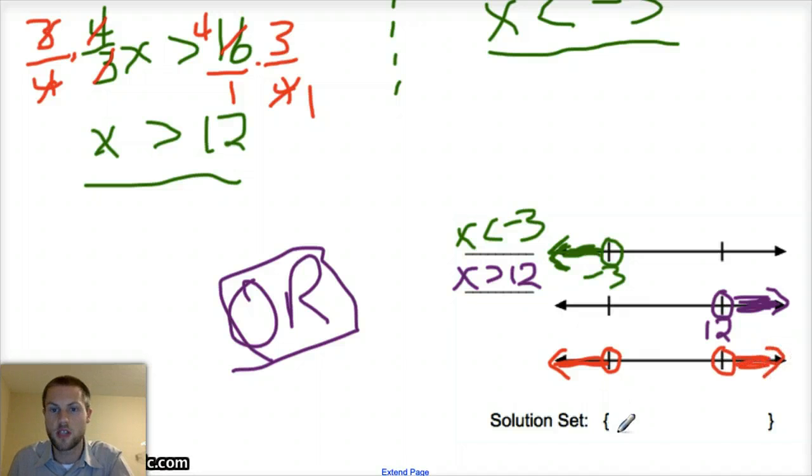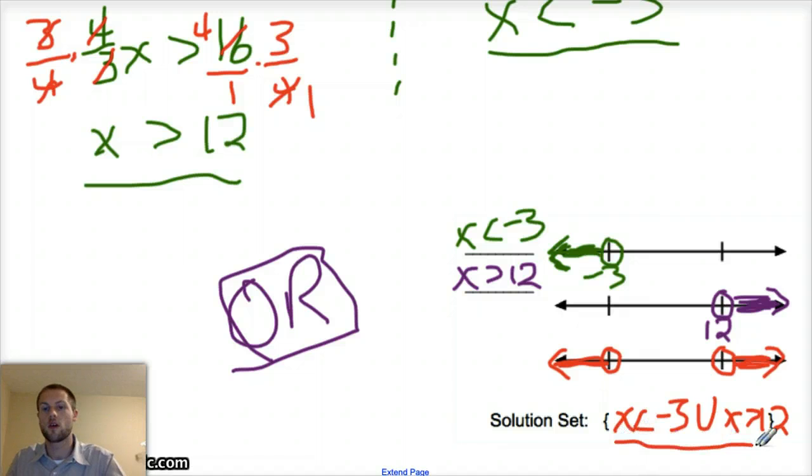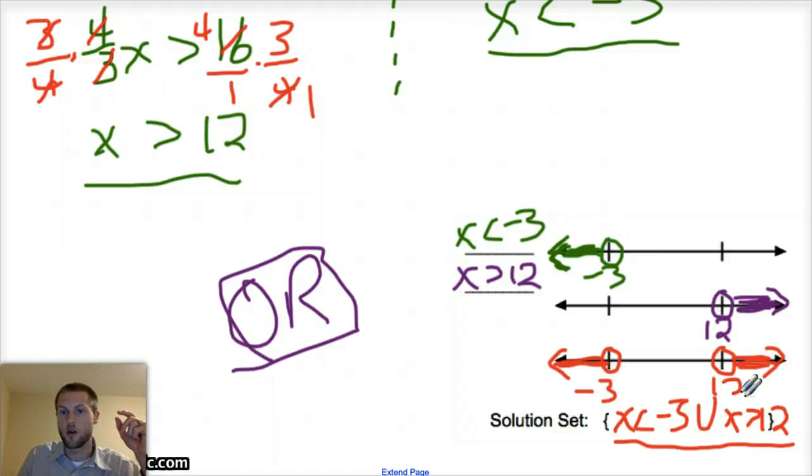So my final solution set will be x is less than -3 or x is greater than 12. That's it. You can think of this as I'm thinking of a number, and that number is either less than -3 or greater than 12. Well, that's going to be all of these numbers here. So that fits the OR compound inequality. And that's how you do that one.